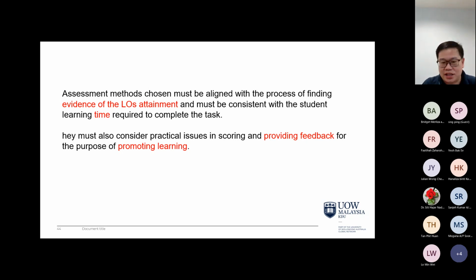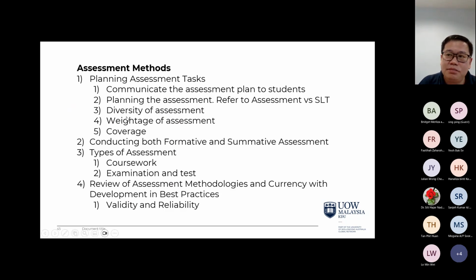Cannot. It's the wrong assessment method. Okay. So assessment planning, basically, these are some guides over here. So you plan assessment tasks. Okay. Communicate the assessment plan to students. Students need to know. Planning the assessment.